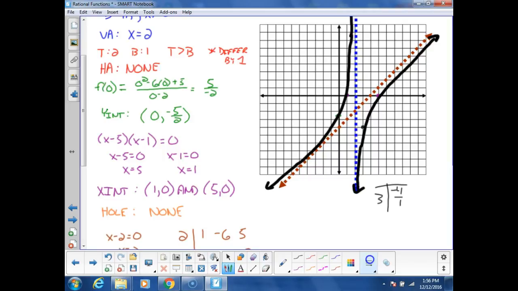So, 2 reminders. Reminder number 1: the blue packet is due next week, Tuesday. Not tomorrow, next week, Tuesday. Reminder number 2: your test on this stuff is next week, Tuesday. Okay?